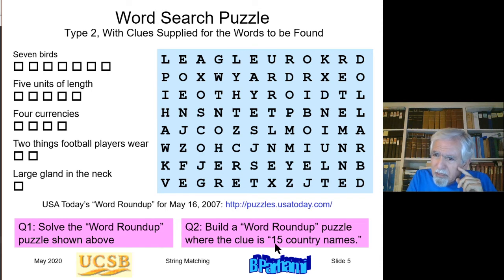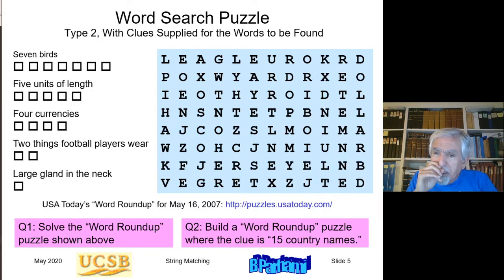So the clue is 15 country names. Instead of having multiple categories there, all the things that you find in there are country names. So for example, you can put the country name France at some point, like here. You can put Italy. It's up to you to choose the country name, but 15 country names should fit inside this grid. Okay, so that's question 2 for you to answer.